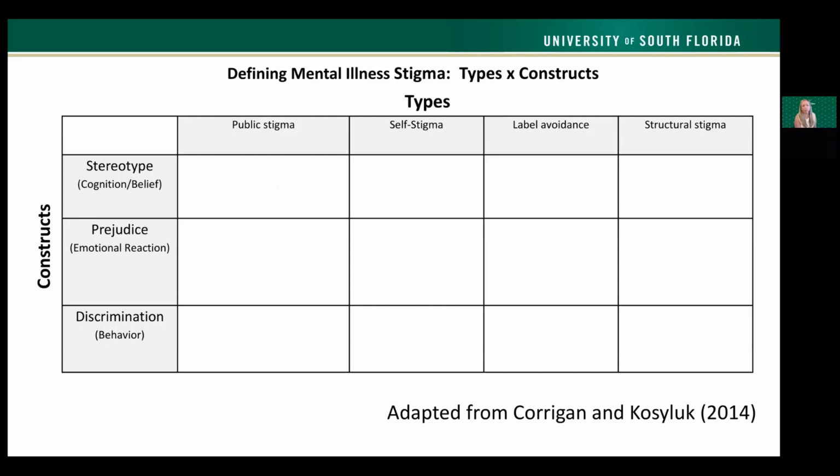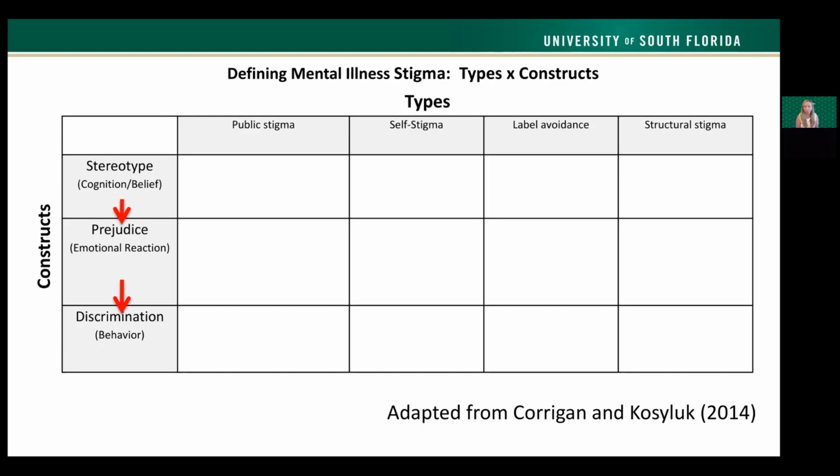So this is what is called the Stigma Types by Constructs Matrix that I developed in 2014 along with my colleague Patrick Corrigan at the Illinois Institute of Technology. What this matrix does is break down the 4 different types of stigma by the 3 different constructs that comprise the stigma process. So stigma is a social cognitive phenomenon. It's a process whereby our stereotypes, the beliefs that we hold about a stigmatized group, give rise to emotional reactions, which are called prejudice. And these emotional reactions then lead to behavioral reactions, which are discrimination.